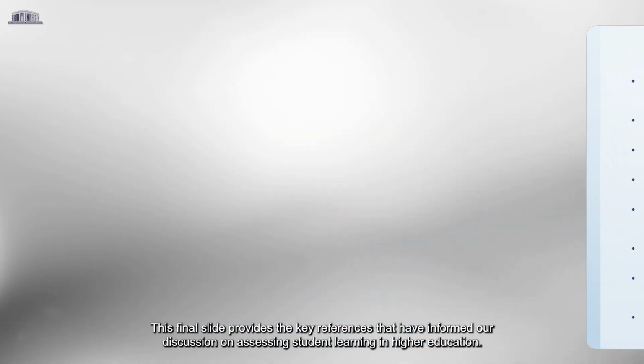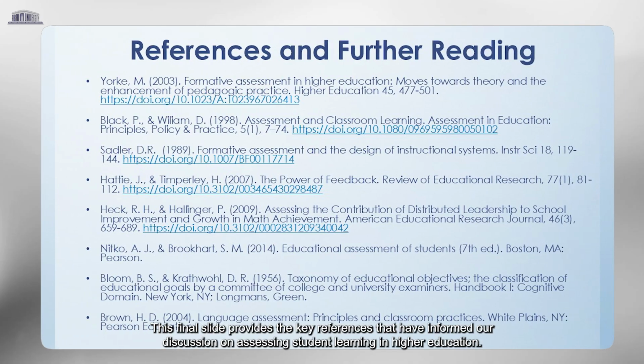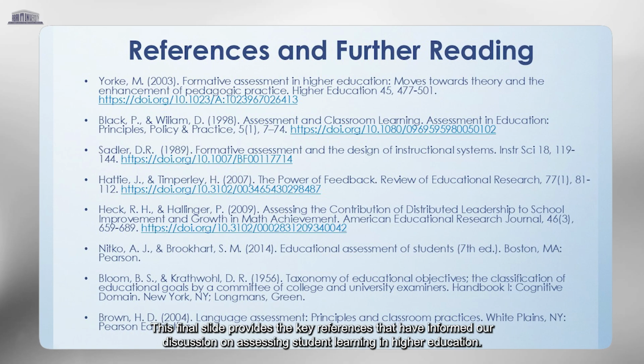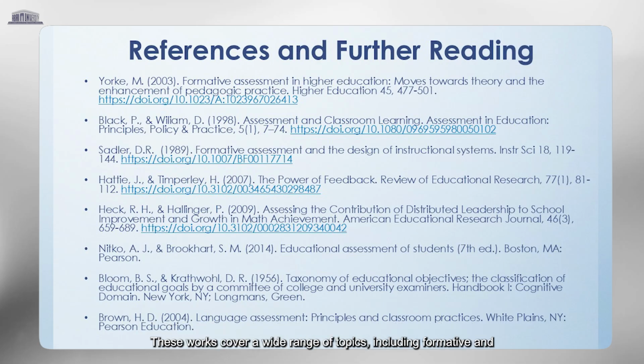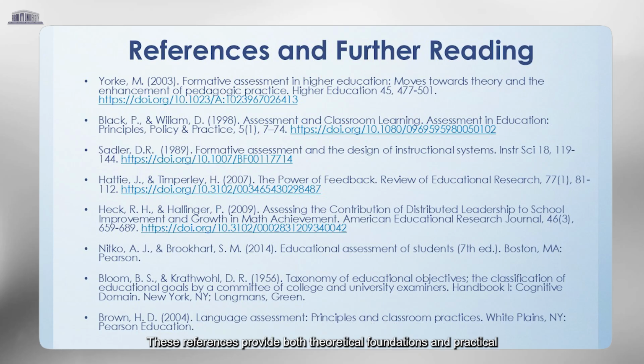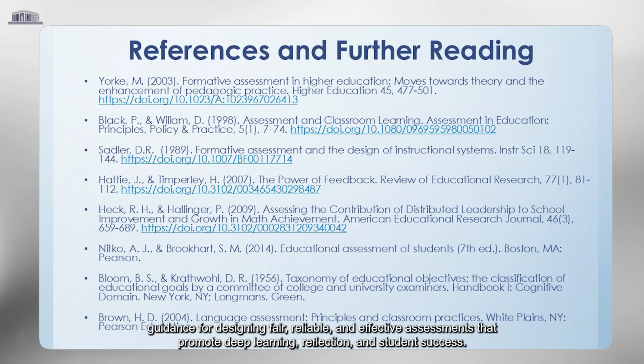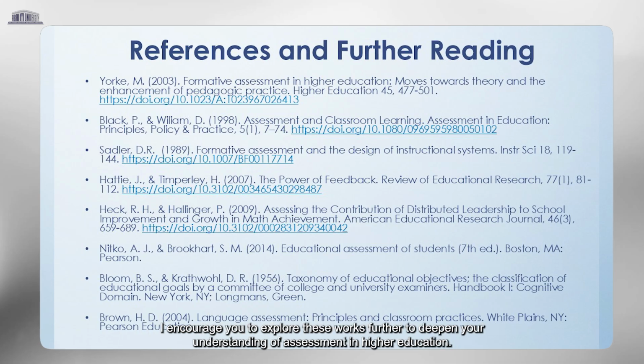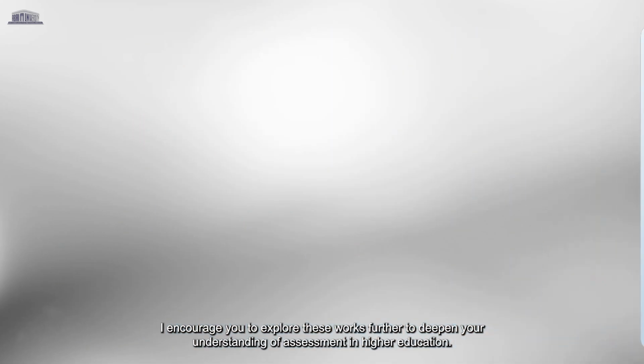This final slide provides the key references that have informed our discussion on assessing student learning in higher education. These works cover a wide range of topics, including formative and summative assessment, feedback, educational testing, and learning outcomes. These references provide both theoretical foundations and practical guidance for designing fair, reliable, and effective assessments that promote deep learning, reflection, and student success. I encourage you to explore these works further to deepen your understanding of assessment in higher education.